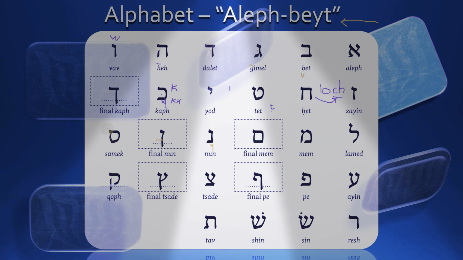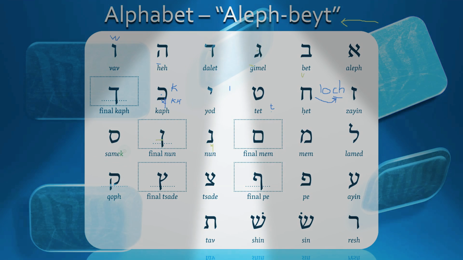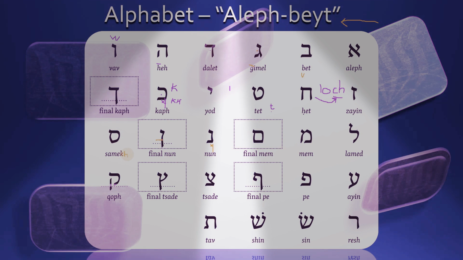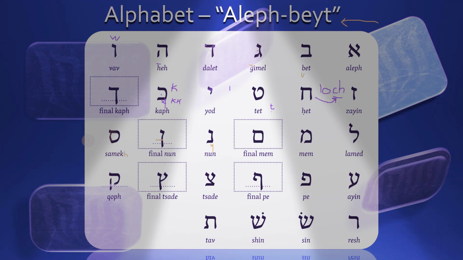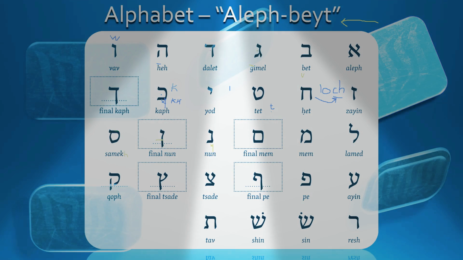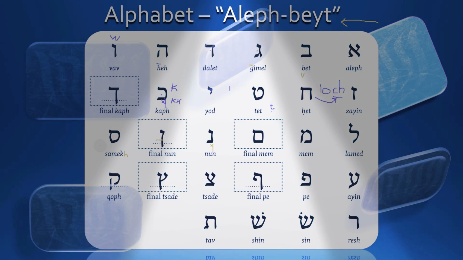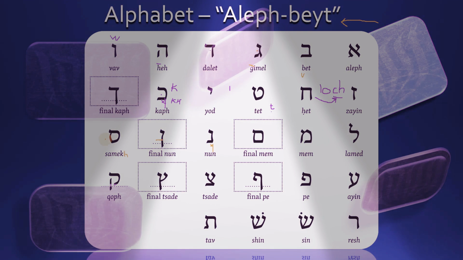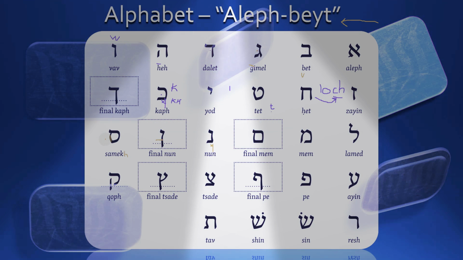This next letter is Samekh. It's Samekh, K-H. It's with this guy. This is the final Kaph. Okay, Samekh. This makes an S sound, like the snake goes.